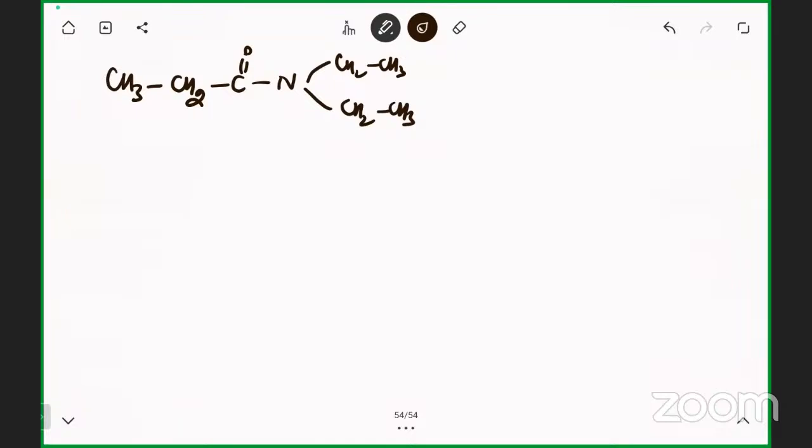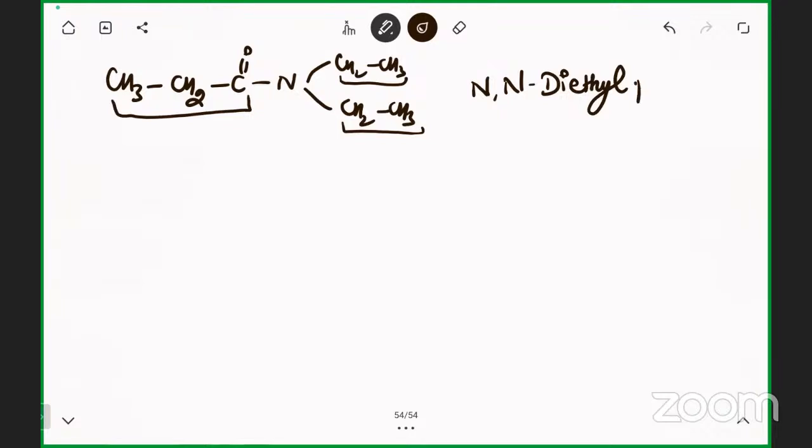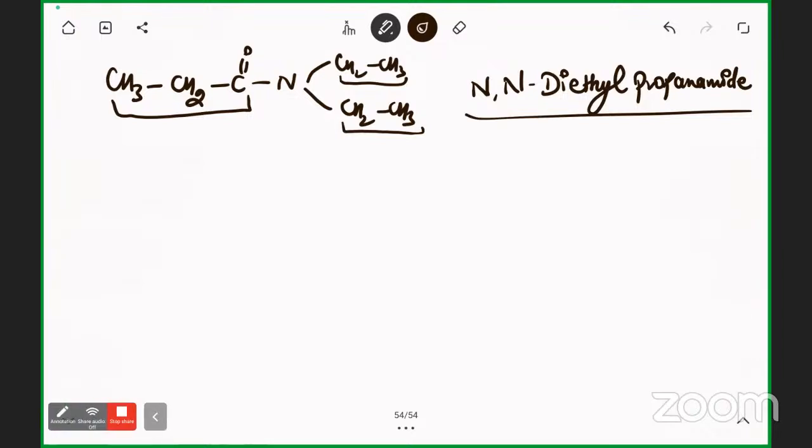I told you that for each substituent, you have to add the N. So this is ethyl, this is ethyl. So first N, then a comma, then again N, one for each ethyl, and then di for the two ethyl groups, so it will be diethyl. And since we have 3 carbons in the chain, it will be propanamide. N,N-diethyl propanamide. Clear? Yes, sir. Okay.